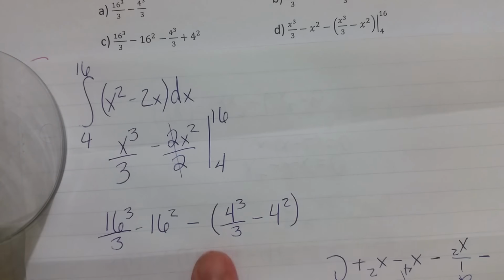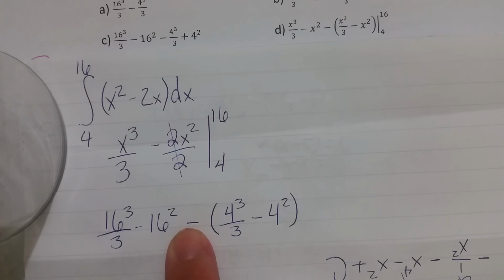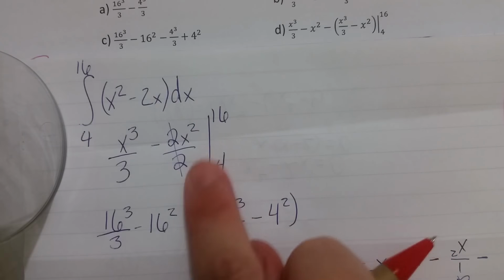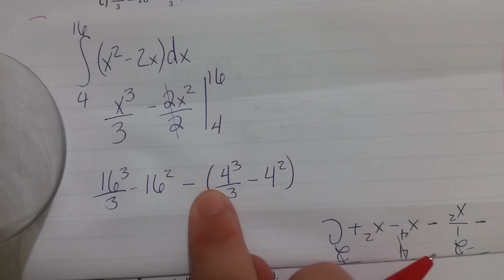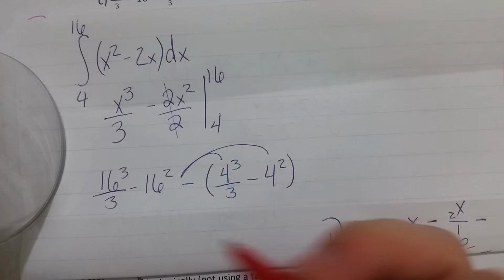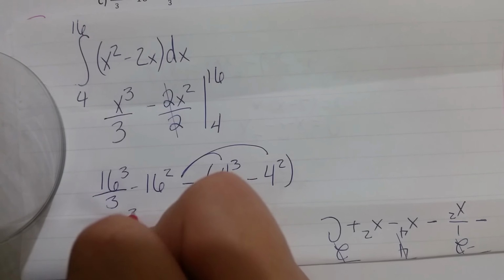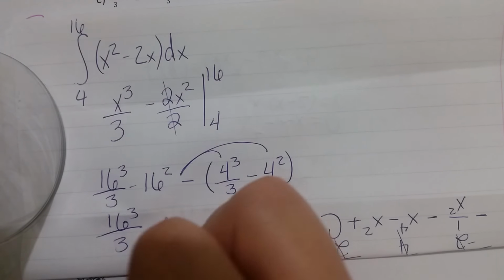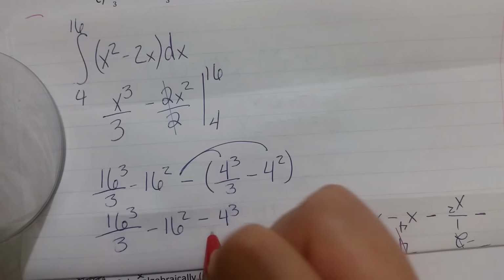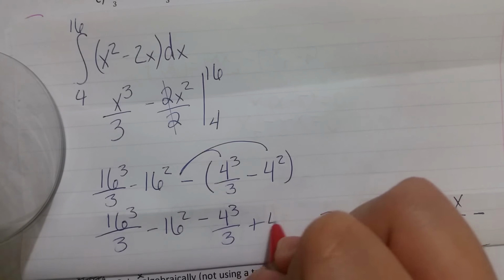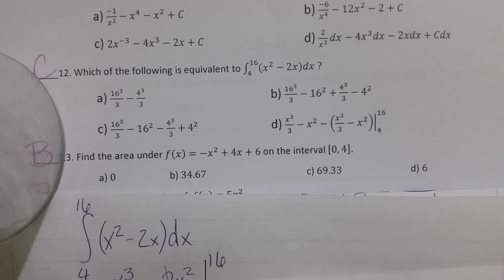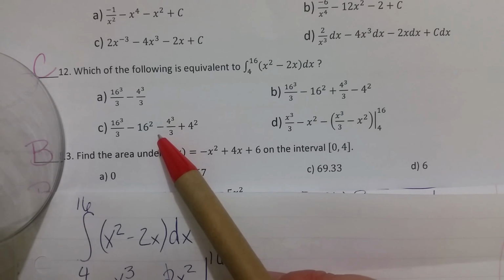Now you might notice that I've got brackets here because this minus is part of what this means. This means to do this one minus this one. So if you have a negative here, you'll then need to expand the negative. So you'll end up with 16 to the third over 3 minus 16 squared minus 4 to the third over 3 plus 4 squared. So if you look at your answer choices, you'll see that it matches this one.